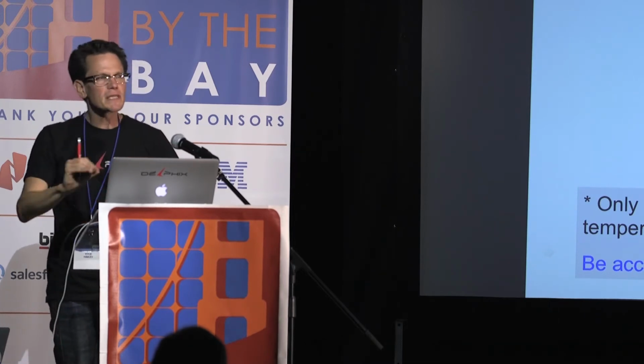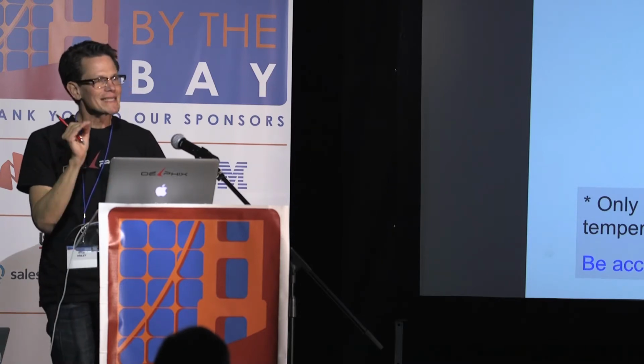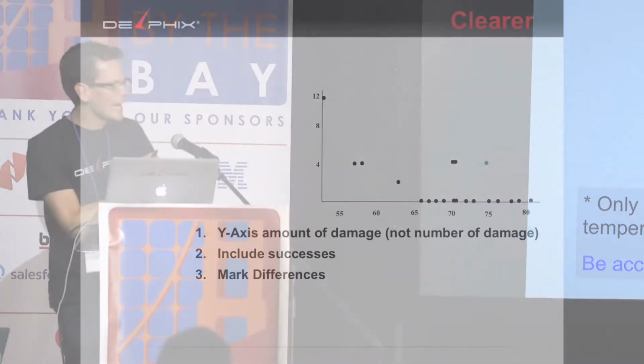And I find this a problem with engineering a lot. They want to be super exacting. But often, getting the super exact information is not possible. But instead of not showing any data at all, let's show data that can be useful. Be accurate enough.